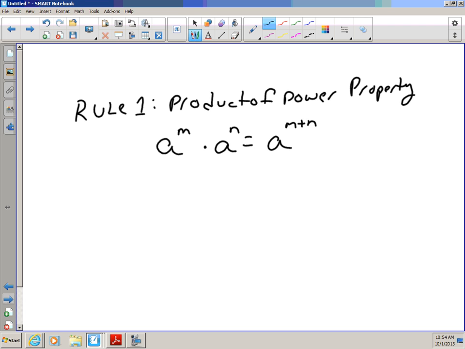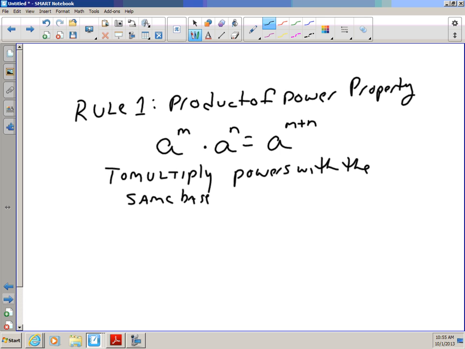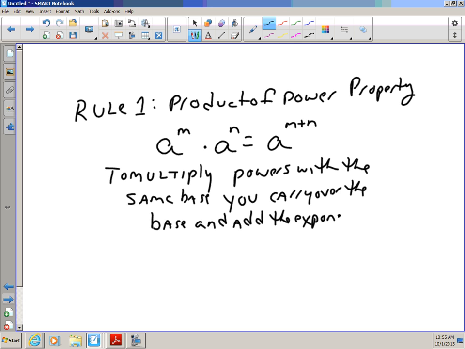And the explanation is to multiply powers with the same base, you carry over the base and add the exponents.